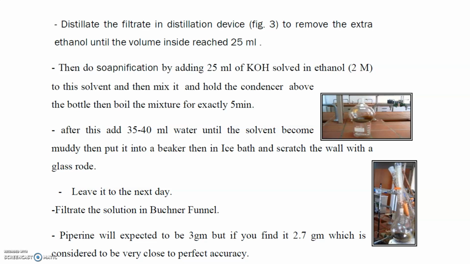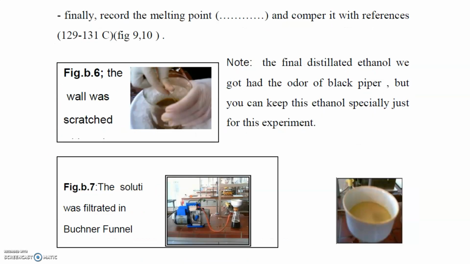Filter the solution in the Buchner funnel. Piperine is expected to be 3 gram, but if you find 2.7 gram, this is considered very close to perfect accuracy. Finally, record the melting point and compare it with references. So friends, you see the final distilled ethanol had the odor of black pepper, but you can keep this ethanol especially for this experiment.